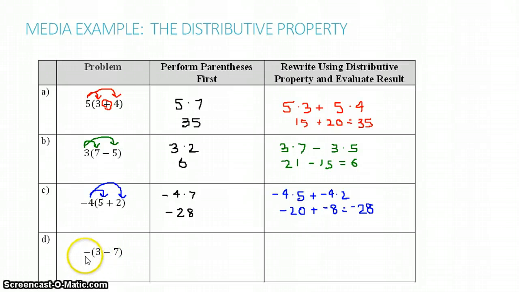So here we have a negative sign on the outside, and we could think of this as the opposite of the difference of 3 minus 7. And remember, we can also think of it as negative 1 times 3 minus 7. So finding the opposite is the same as multiplying by negative 1. We can think of it either way. So in the first case, we'll take the opposite of, well, 3 minus 7 is negative 4, and the opposite of negative 4 is positive 4.